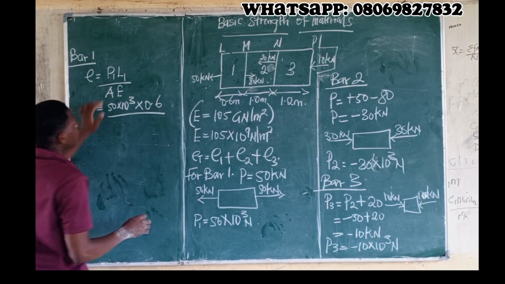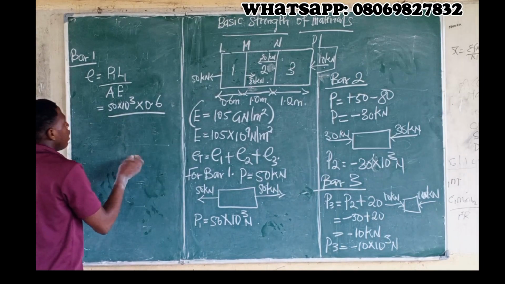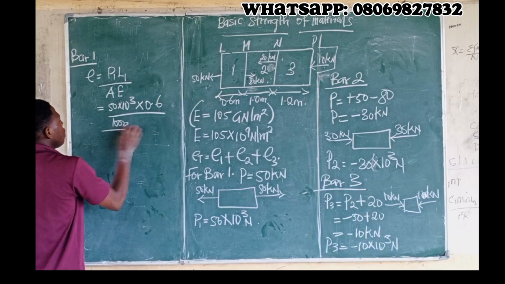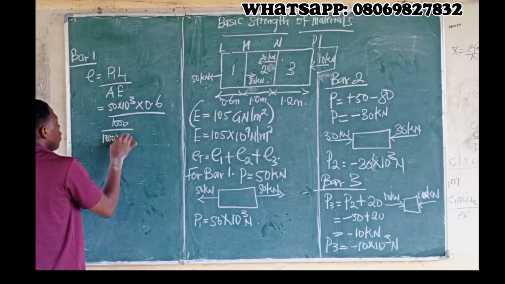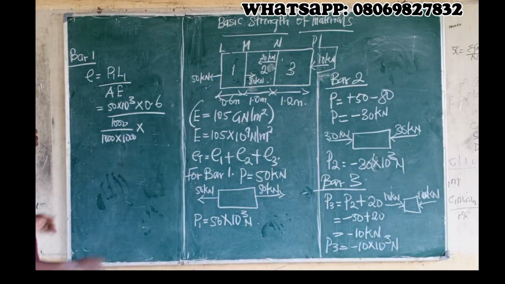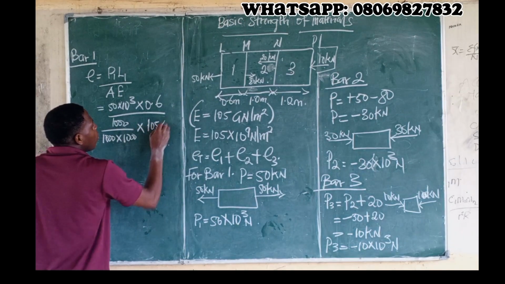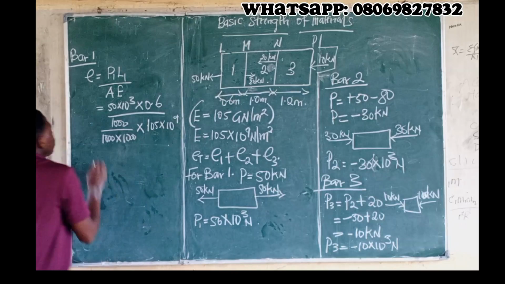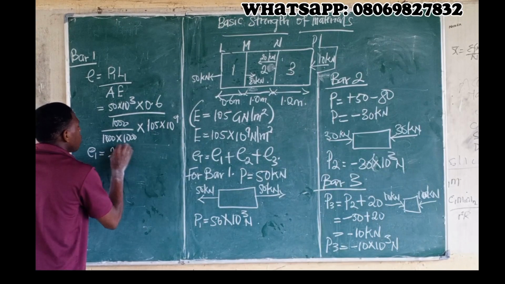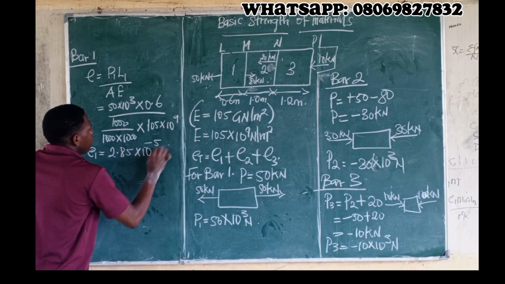0.6 divided by what is our area? Area is 1000 millimeters square, so 1000 millimeters square will be written as 1000 divided by 1000 multiplied by 1000. Times what is our Young modulus? It will be 105 multiplied by 10 raised to the power of 9. So what is our e1? 2.85 times 10 raised to the power of minus 5 meter.